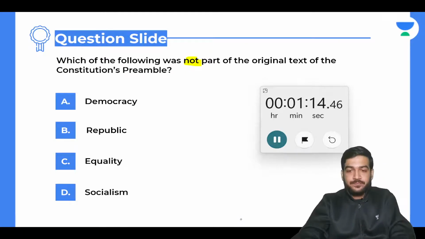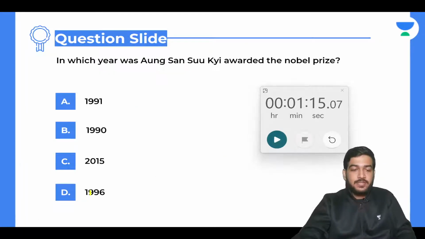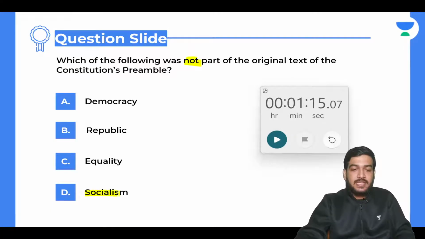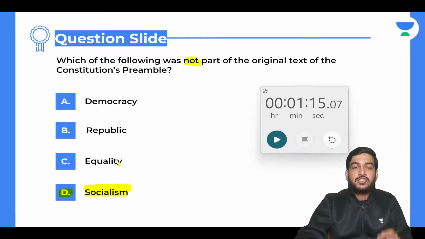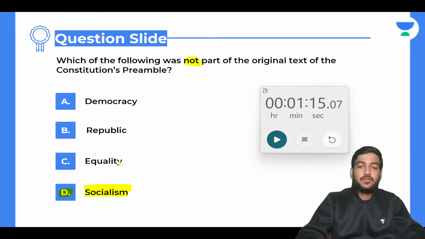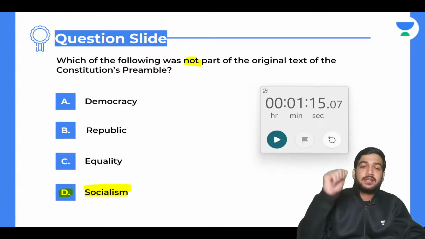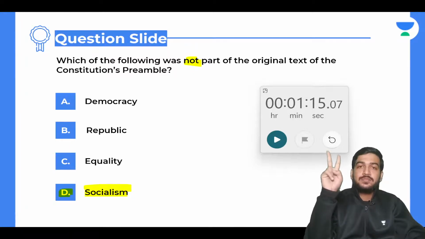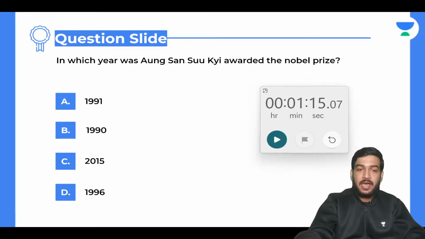All right, the answer to this question is D, socialism. Socialism was not part of the original. It was brought in with the 42nd Amendment Act, along with secularism and unity and integrity of India. So the word integrity was also added through the 42nd Amendment Act.